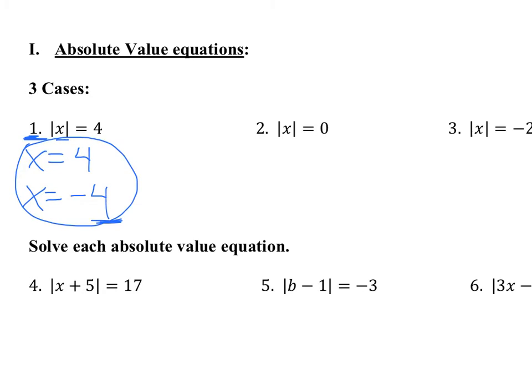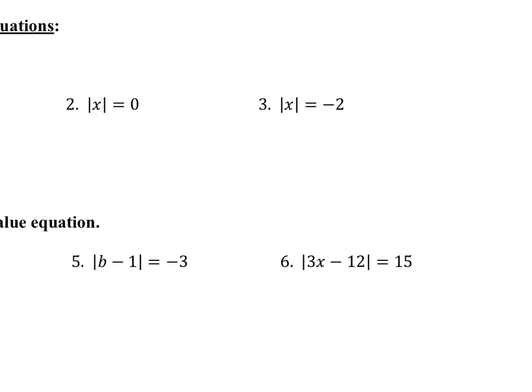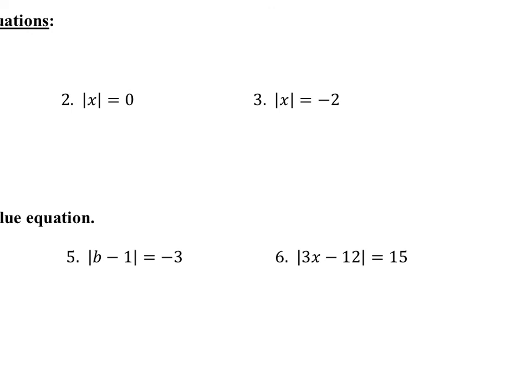Now the other 2 cases, number 2 and number 3, you'll see every now and then. If I move this over, number 2, if you have the absolute value of x equals 0, that means you're not moving anywhere from the origin, or from 0 on the real number line. The only answer to this is 0. You can't say negative 0. That just means 0. The other case is if you have an absolute value completely by itself, the absolute value of x, it can never equal a negative. The answer for number 3 is no solution.